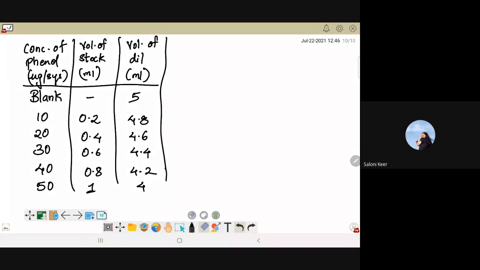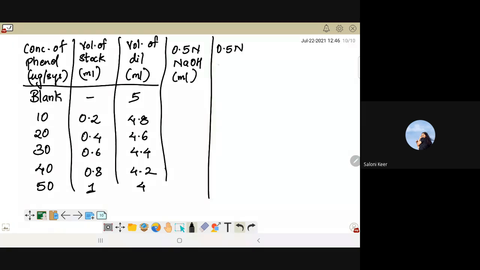So there are a lot of additions that I will have to make to do this test. So we will start with the addition of 0.5 normal NaOH and 0.5 normal NaHCO3. Both of these agents are to make the conditions alkaline.